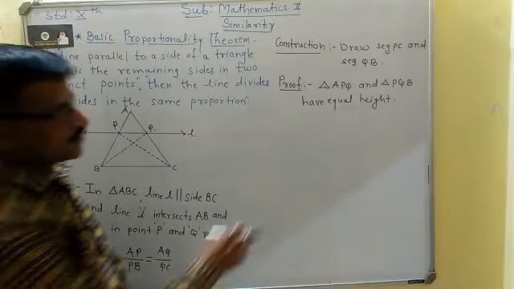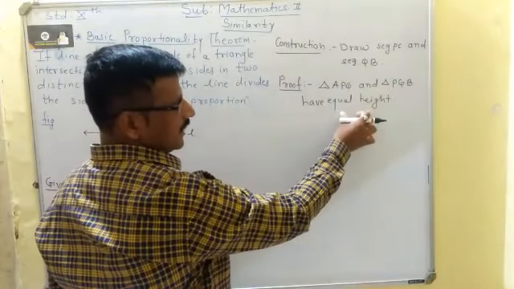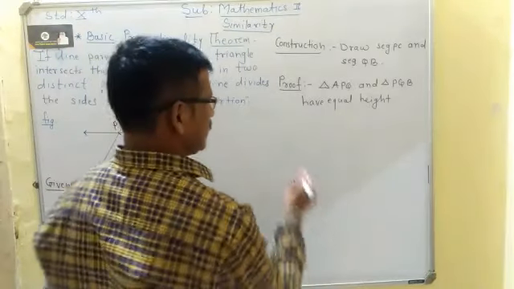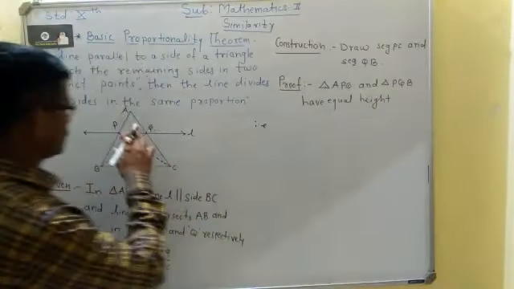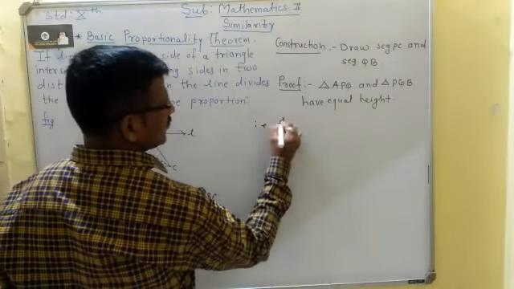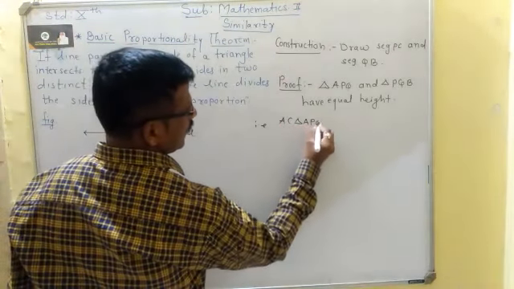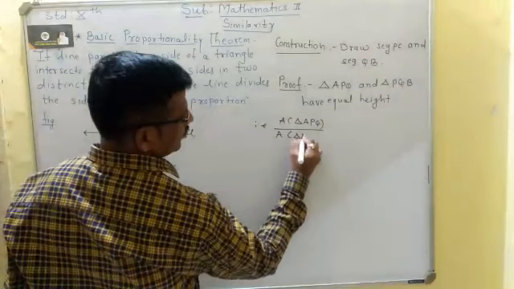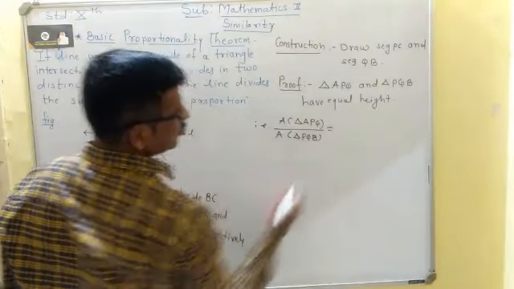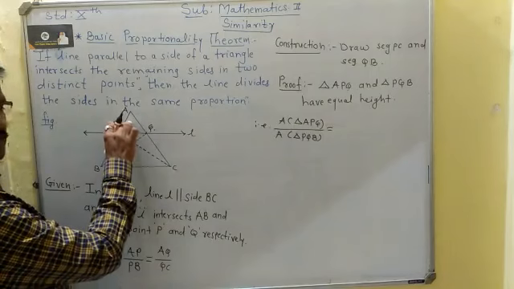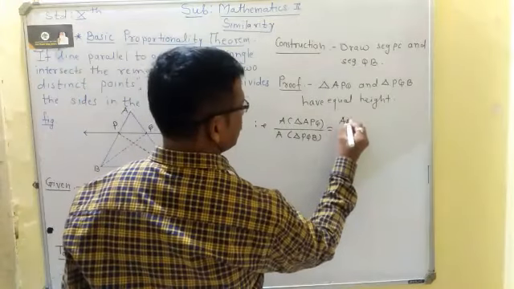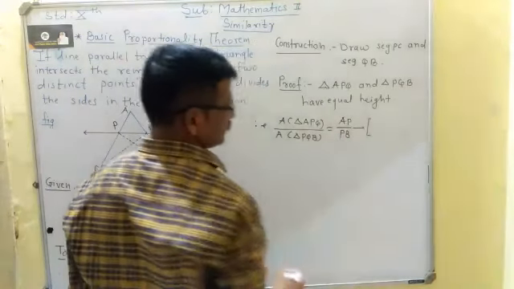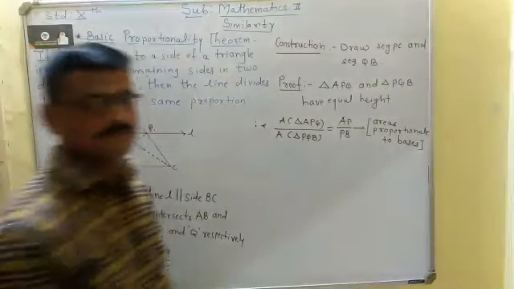We know the ratio of areas of two triangles with equal height is equal to the ratio of their corresponding bases. That means in triangle APQ and triangle PQB, area of triangle APQ upon area of triangle PQB is equal to the ratio of their bases, that means AP upon PB. The reason: areas are proportional to bases.